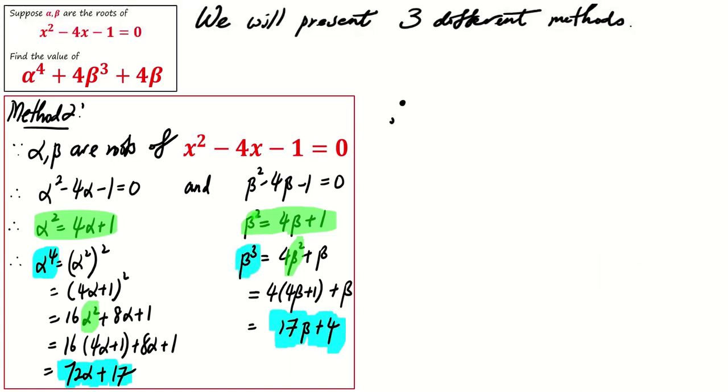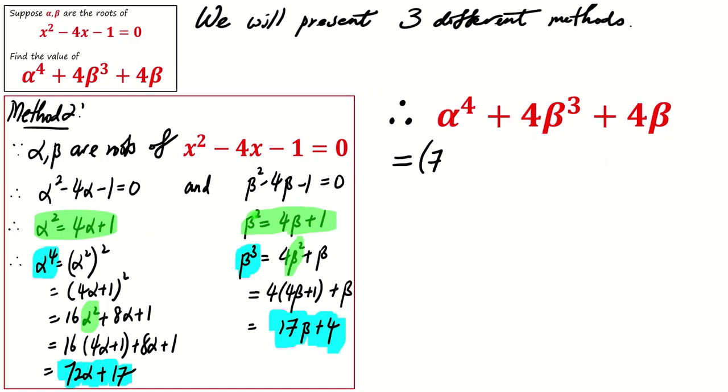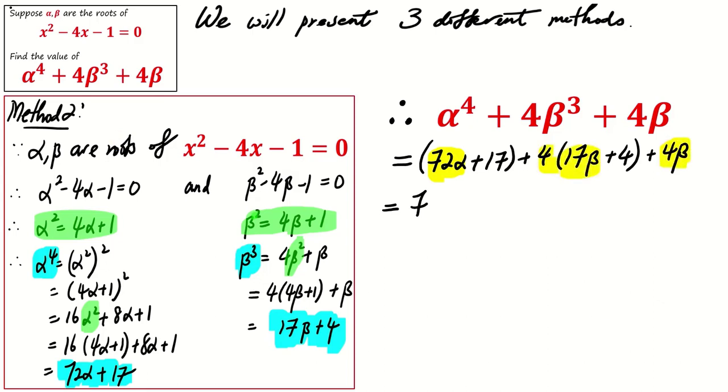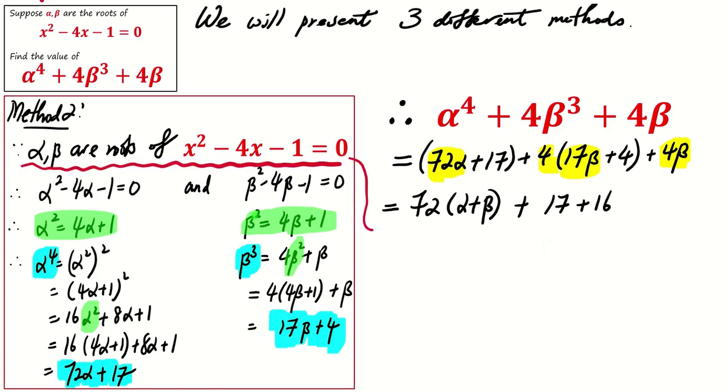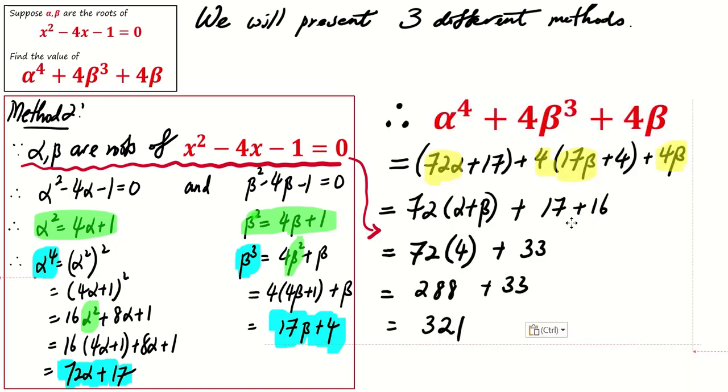So the expression alpha to the power of 4 plus 4 beta to the power of 3 plus 4 beta equals 72 alpha plus 17 plus 4 times (17 beta plus 4) plus 4 beta. We group the expression with alpha and beta, we obtain 72 (alpha plus beta), and the rest is 17 and 16. Since alpha and beta are the roots of x squared minus 4x minus 1 equals 0, alpha plus beta equals 4. So substitute, and direct calculation gives us the answer equals 321. So this is the end of method 2.